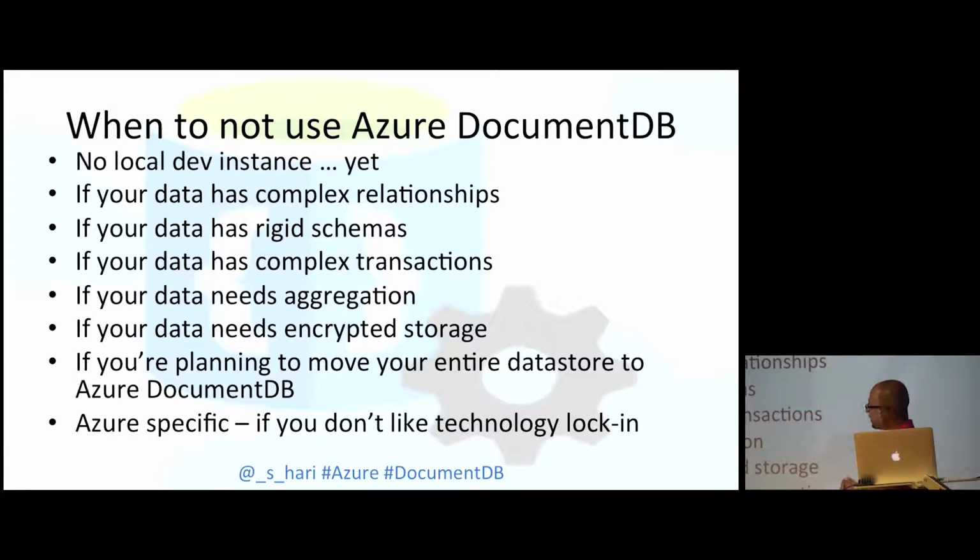Like if your data has complex relationships, Azure DocumentDB is best for denormalized data. So if you have 20 tables, try not to do that. Maybe a couple of levels is fine. If you have employee and department, when you write your queries, you can do employee.department.name. So you can query like you would do a LINQ query, but it's not great for deep relationships. So again, 15, 20 deep relationships, don't do it in Azure DocumentDB.